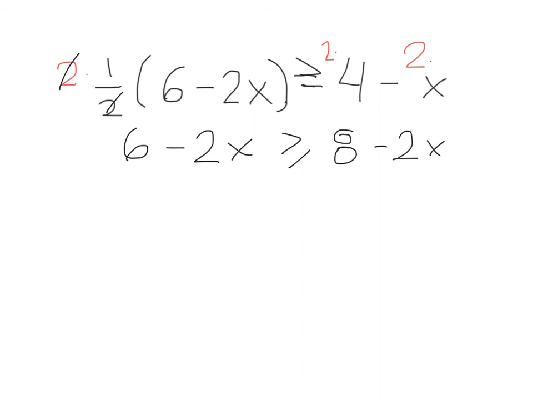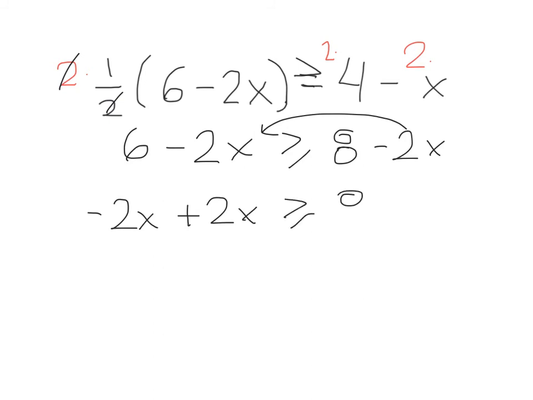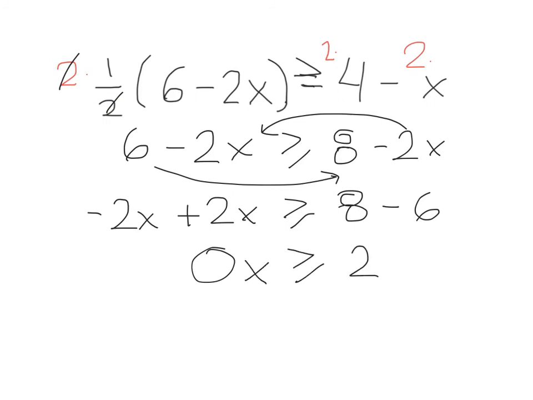Collecting like terms, on the left we have a minus 2x, and when this moves over it becomes a plus 2x. On the right we have an 8, and when this 6 moves over it becomes a minus 6. So what we're looking at here is 0x is greater than or equal to 2. In other words, 0 is greater than or equal to 2. This statement is false. 0 is not greater than or equal to 2.